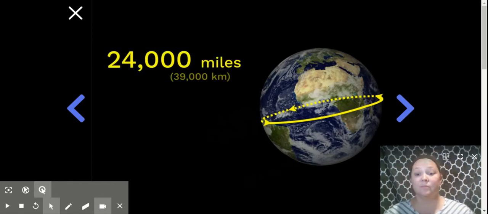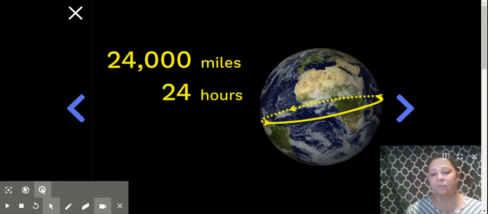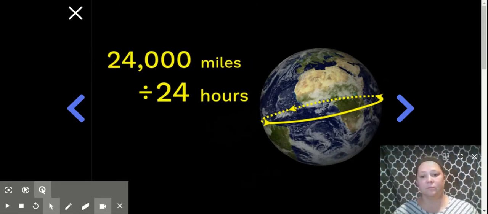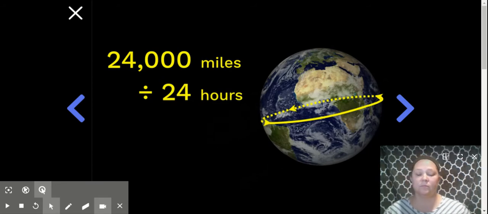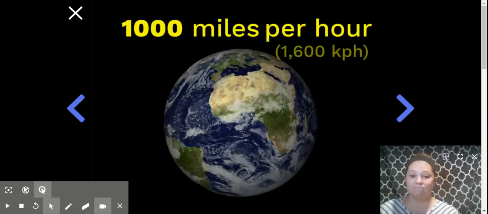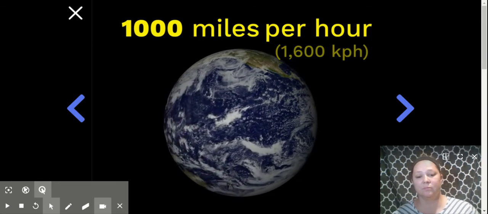So then we can just do some simple math. If it takes the Earth 24 hours to do one spin all the way around itself, that's 24,000 miles divided by 24 hours in one spin. If you do the math, that equals 1,000 miles an hour. Whoa, wait a second. The Earth is spinning at over 1,000 miles an hour?